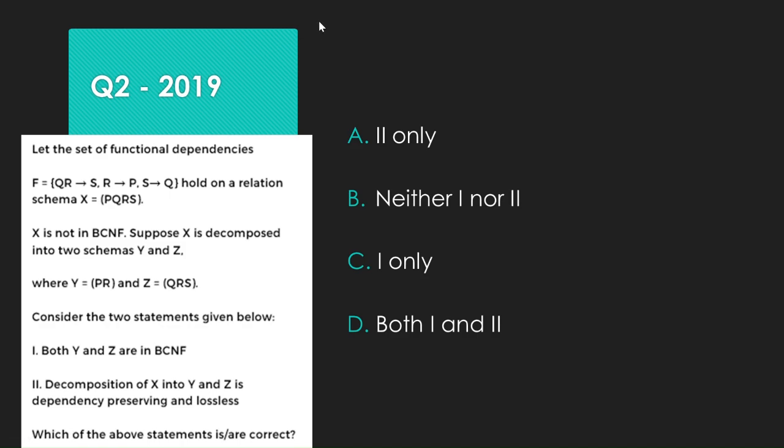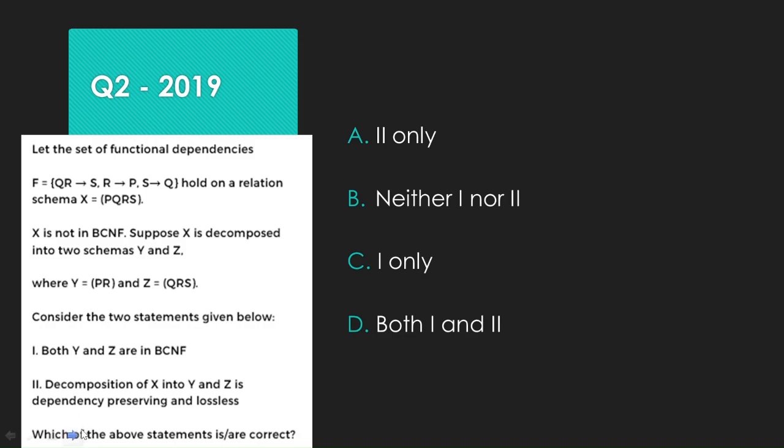The next question: the set of functional dependencies F is QR implies S, R implies P, S implies Q, hold on a relation schema X equals PQRS. It is not in BCNF. The question has two statements: first, both Y and Z are in BCNF, and second, the decomposition of X into Y and Z is dependency preserving and lossless. Which of the following statements is or are correct? After gaining knowledge about this topic, the conclusion I come to is that the answer would be A, that is, the second statement is the only one correct.